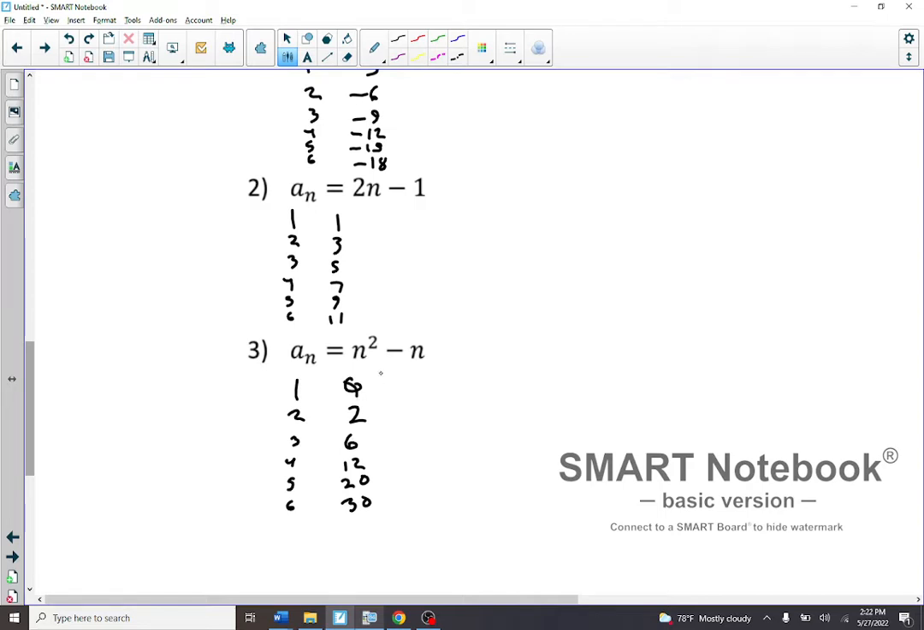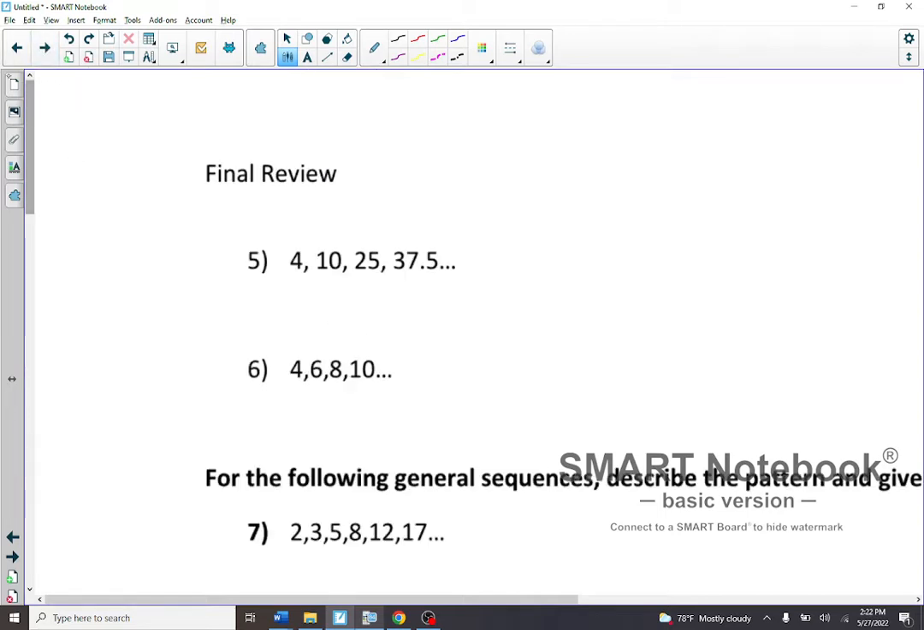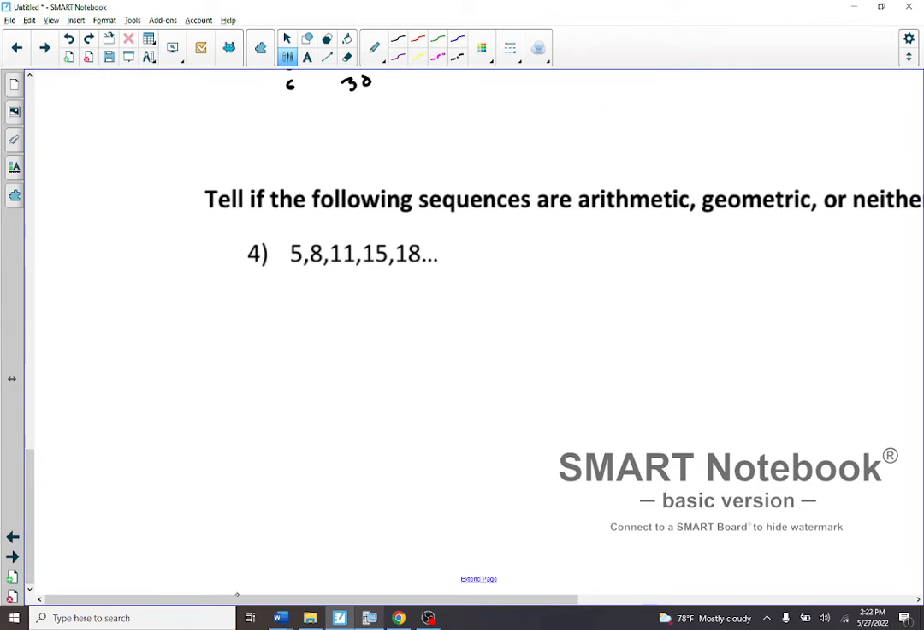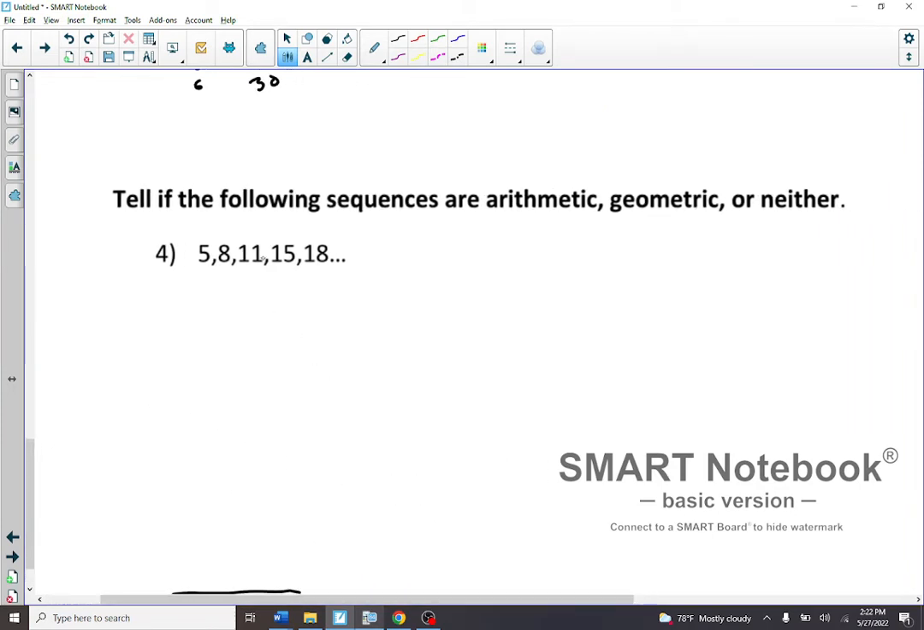So I could use that to my advantage. Why don't I use the calculator? Is there any more down here? Oh. Tell if it's arithmetic, geometric, or neither. So you have to check if the pattern is not only consistent, but the same thing.